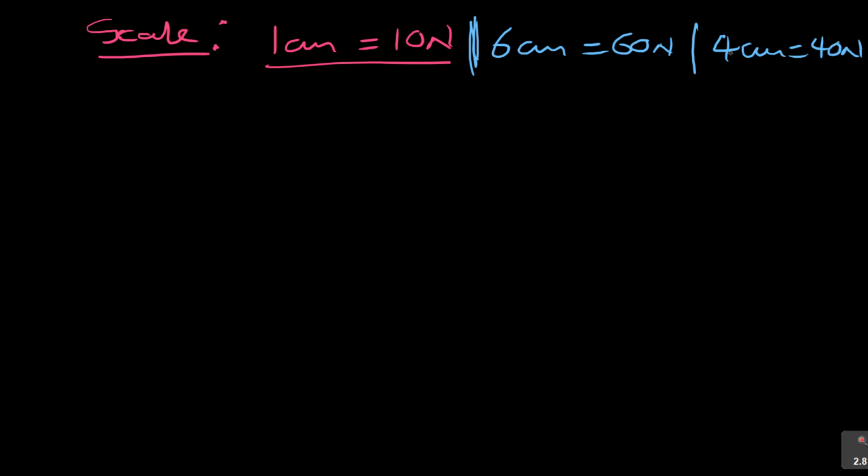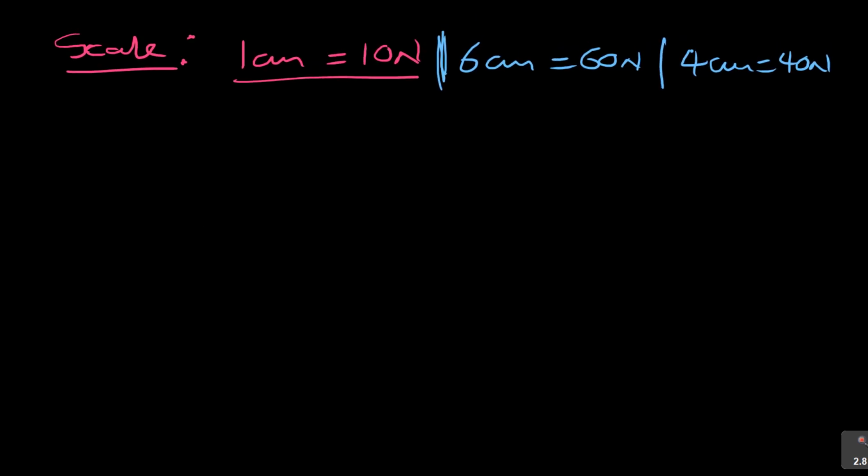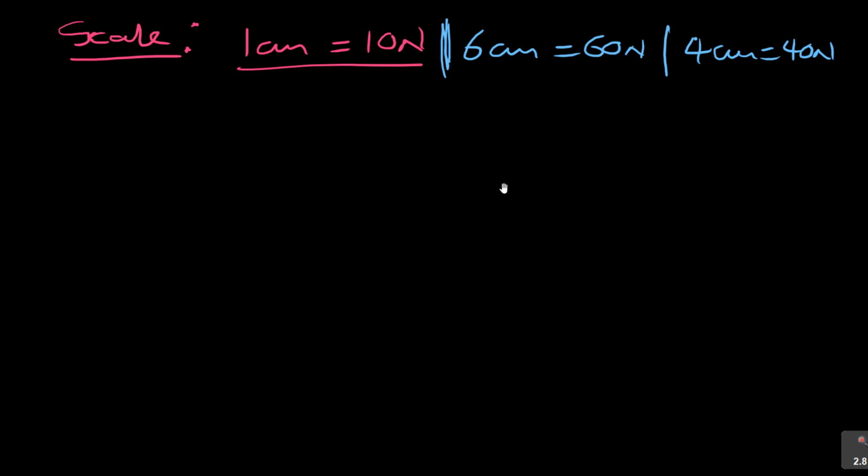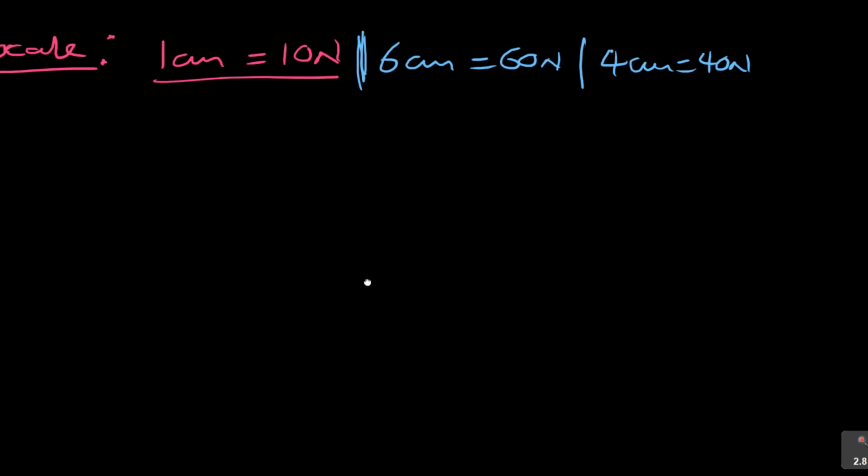You see, you just divide by 10. Where there is 60, it's 6. Where there is 40, it's 4. Why? Because 1 centimeter is 10 newtons. I explained that you need to come up with a scale before you can draw anything. Then from there, let's try to look at the diagram.